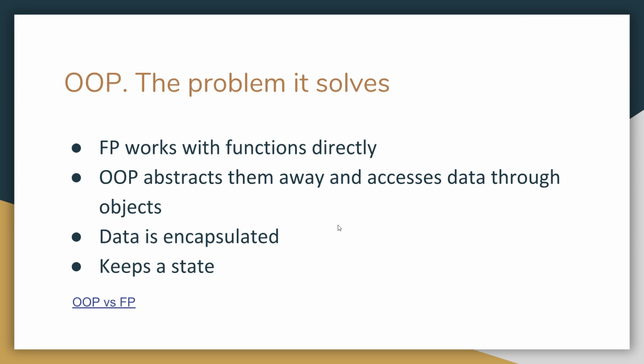So why do we need OOP and how does it help us? First of all, like I said, FP, functional programming, works with functions directly. It has no mutable state, and it works strictly through input and output, and there is nothing in between. There is no state. There's just variables and functions.